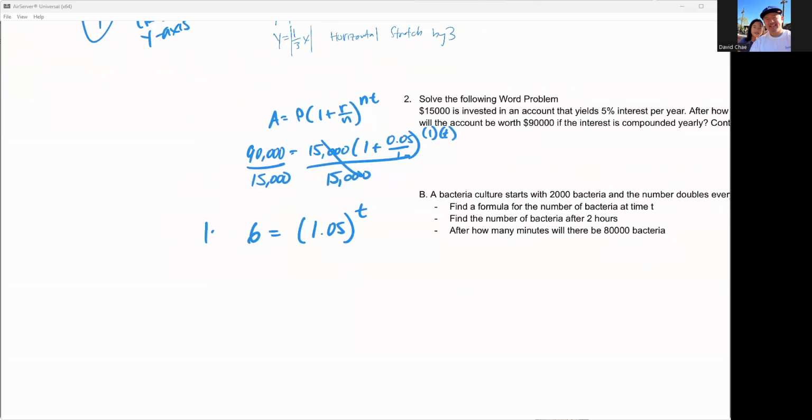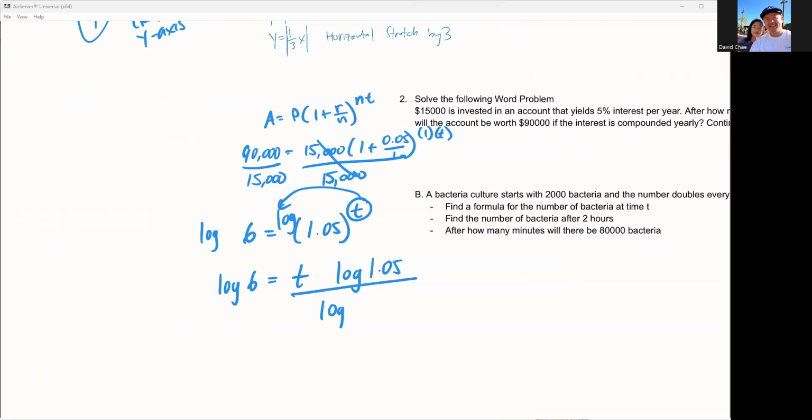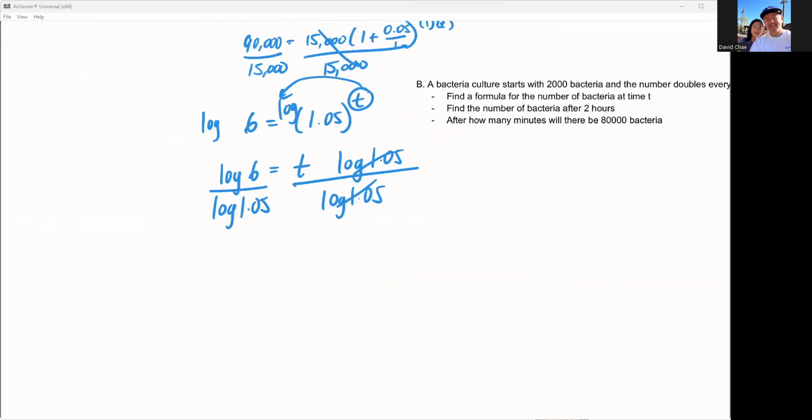Then log both sides. So log 6 equals, then the power property brings this down, so it'll be t log 1.05. And then divide both sides by log 1.05. Cancel, cancel. t equals log 6 over log 1.05. Log 6 divided by log 1.05 is equal to 36.7 years. Okay? We good there?